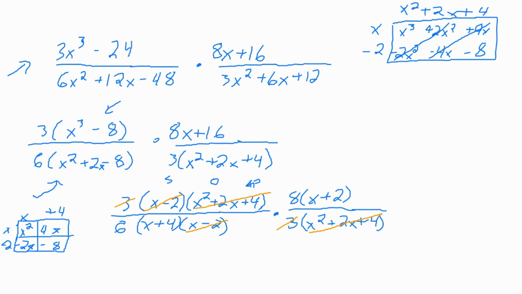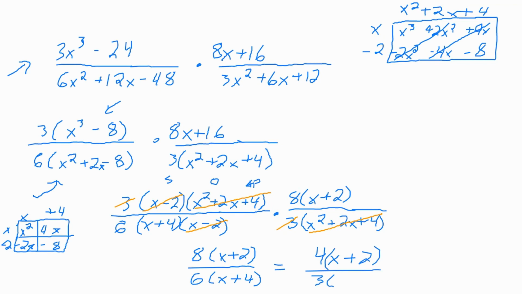We could simplify the 8 and the 6, but maybe I'll do that on the next line to keep things from getting too cluttered. So that would be 8x plus 2 divided by 6x plus 4. And that would simplify out, we could divide the 8 by 2 and the 6 by 2. That would be 4x plus 2. And on the bottom, we would have 3x plus 2, or x plus 4. And I think that's it. We'll maybe just get rid of the parentheses and call it good. 4x plus 8 over 3x plus 12, right?